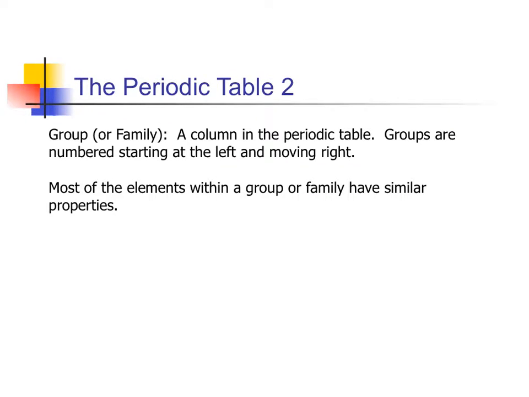Groups, or families, or columns in the periodic table. Groups are numbered starting at the left and moving to the right. Most of the elements within a group or family have very similar properties. Just like in our own families, as spread out and nuclear as they might be, people have similar properties.